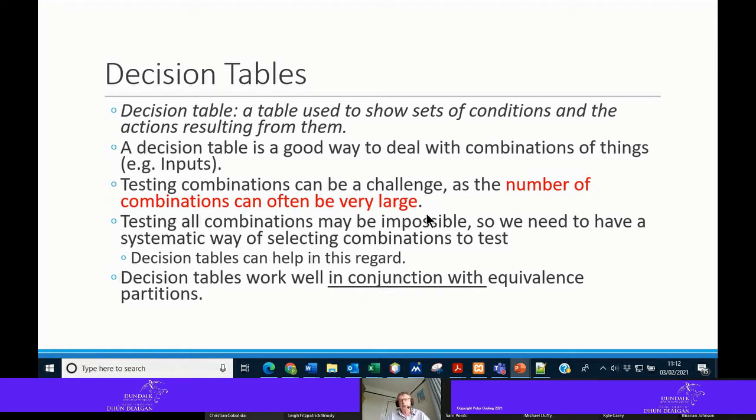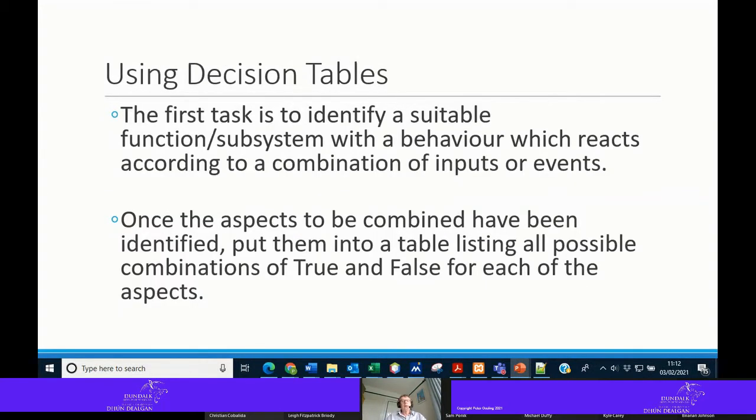As we know, testing all combinations is impossible. So we need a systematic way of selecting combinations to test, and decision tables can help in this regard. It's not as though one of these approaches is better than the other or is done in isolation. Sometimes we need equivalence partitioning so that we can get the right decision for our decision table, if that makes sense.